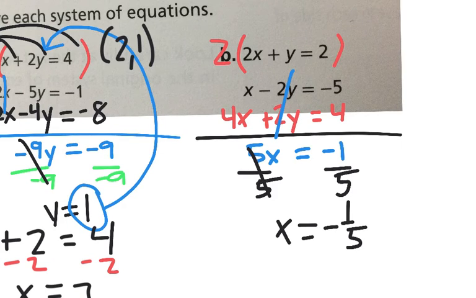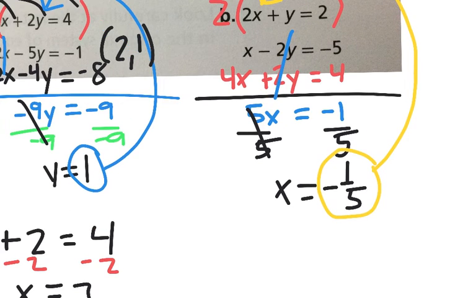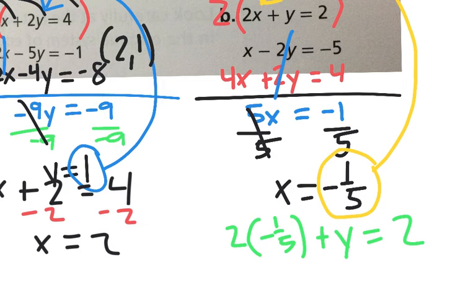Now, if I know x is -1/5, I'm going to take this information and plug it in to any of the equations that I started with. I would pick the top one, because the y already has a 1 in front of it. So that makes it a little bit easier. This would give me 2 times x, which is negative 1/5, plus y equals 2. 2 times negative 1/5 is negative 2/5, plus y equals 2.